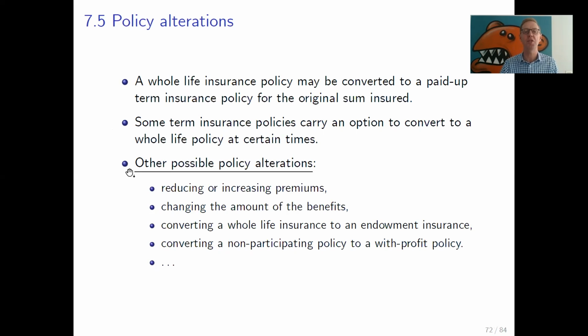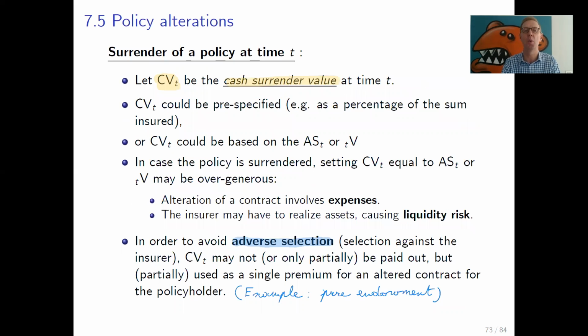Other possible alterations are reducing the premiums, increasing the premiums, changing the amount of the benefit, converting the whole life insurance to an endowment insurance, so that instead of only having a death payment you also want a payment at pension age, let's say, or converting a non-participating policy to a profit policy, and so on. So how are we going to consider these issues? How are we going to tackle that in an actuarial way?